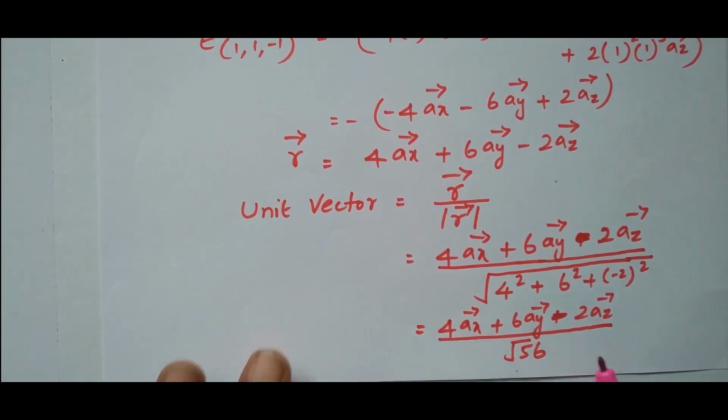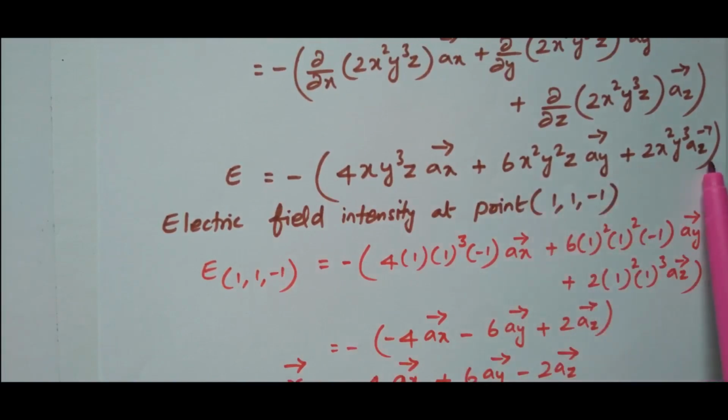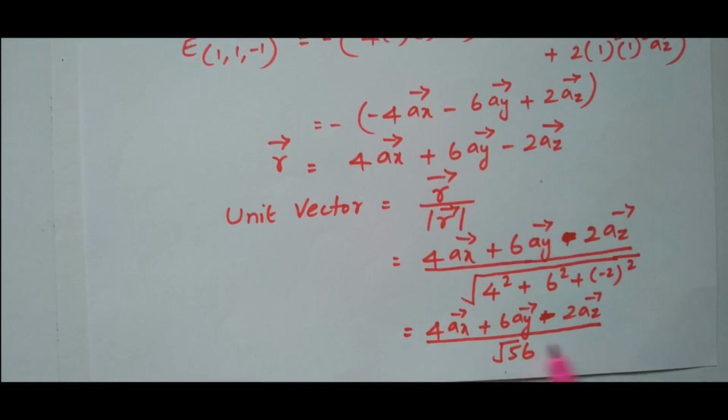So this is the unit vector. So this is nothing but electric field intensity. We calculated it from the potential. This is the first answer, electric field intensity. After substituting the point, we got the unit vector, this value.